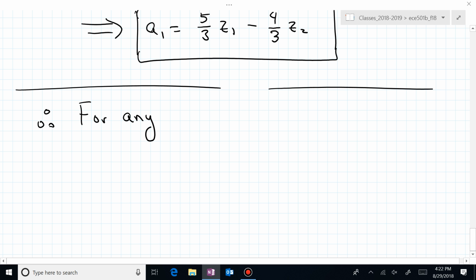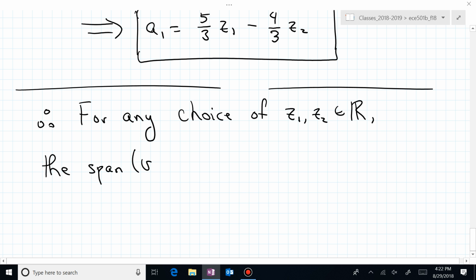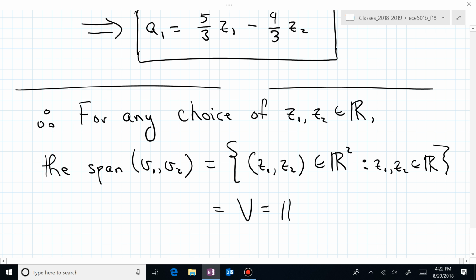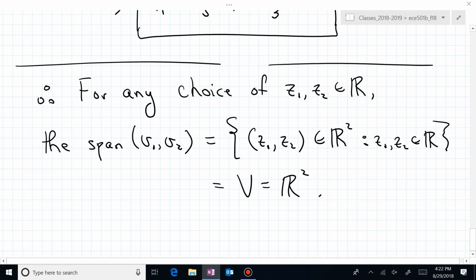Therefore, for any choice of real numbers for z1 and z2, the span of those original vectors that we started with, v1, v2, will allow you to realize that point z1, z2 in the 2 space R2. So we can fill the entire plane.